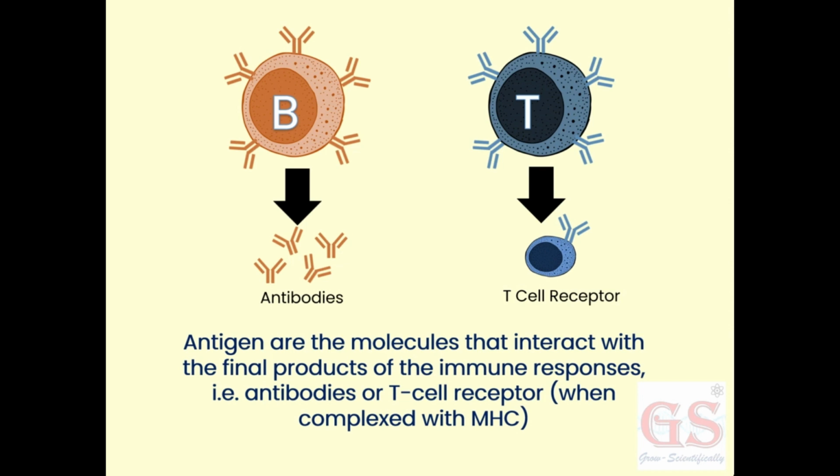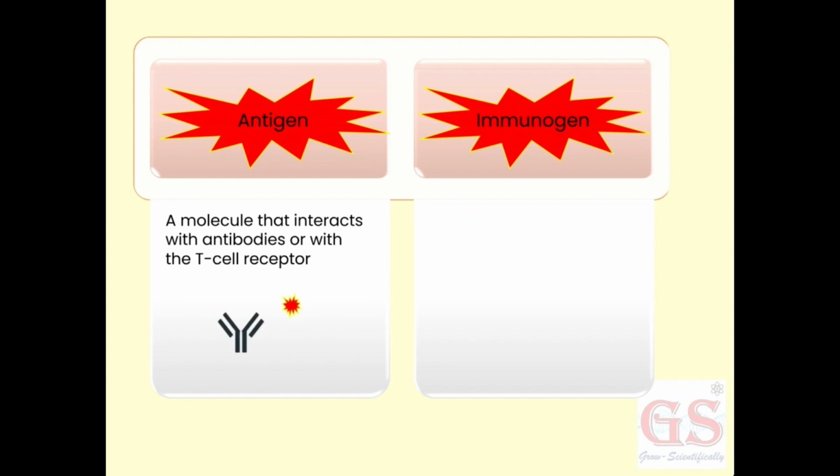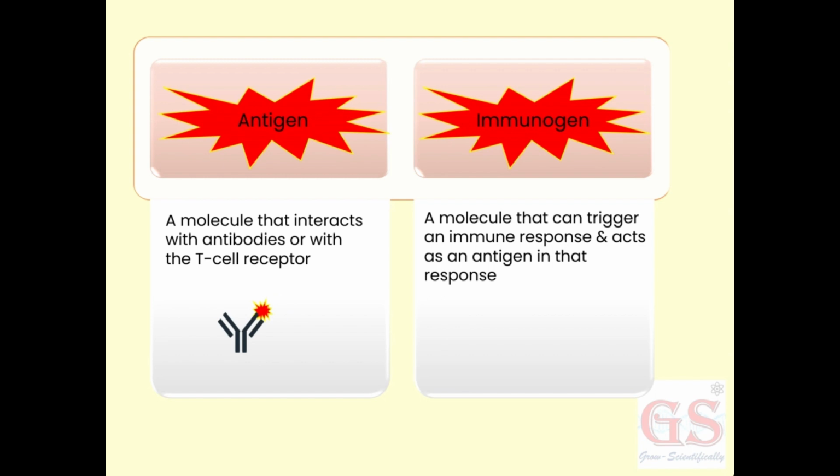Now that we have understood the concept of antigen, let's see what is the difference between antigen and immunogen. As we have discussed just now, the antigen is a molecule that interacts with antibodies or with T cell receptor when complexed with MHC. On the other hand, an immunogen is a molecule that can activate the immune response and it can also act as an antigen in that immune response.